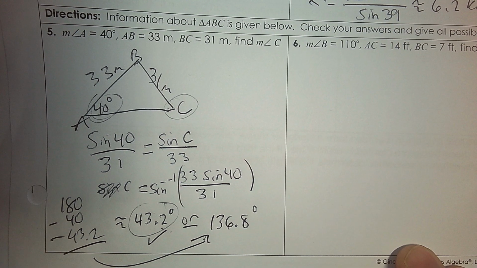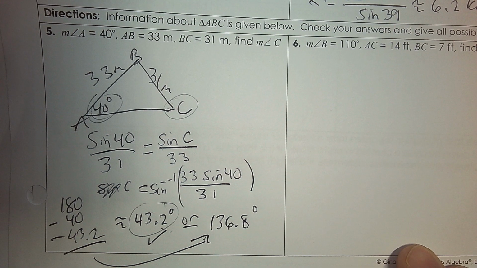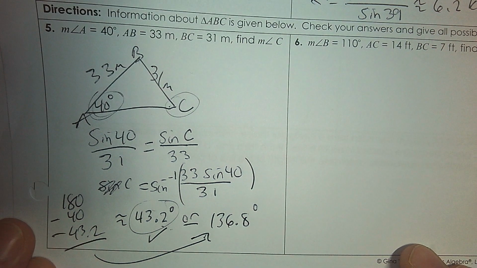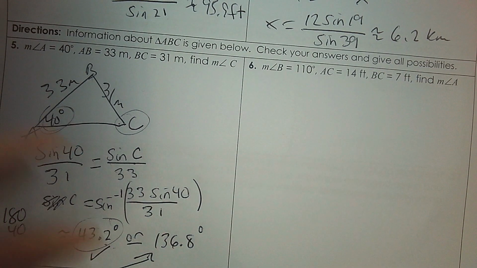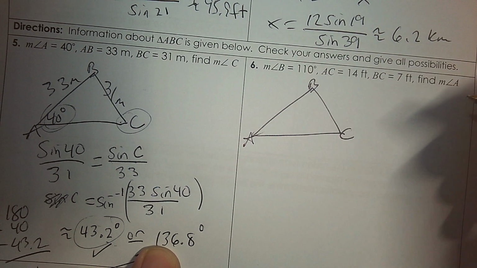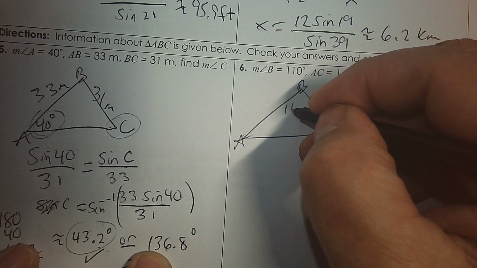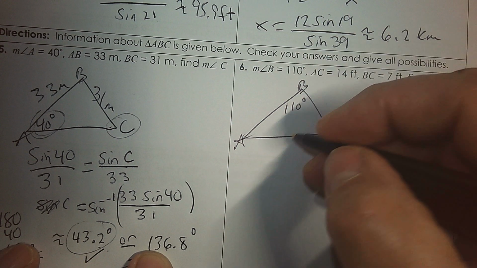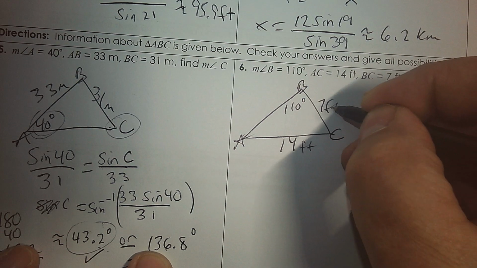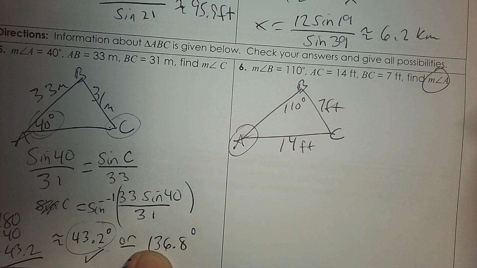So just recognize that there could be one answer, there could be one angle, two angles, or there may be no angles possible in this situation. So let's draw triangle ABC again. We know angle B is 110. AC is 14 feet. BC is 7 feet. And we're trying to find angle A. So start with what you know.